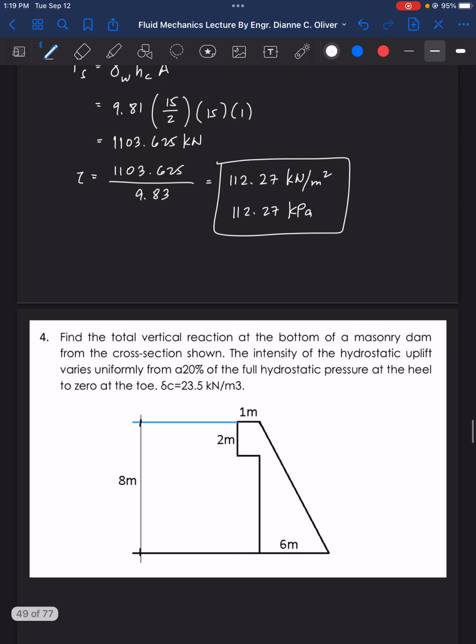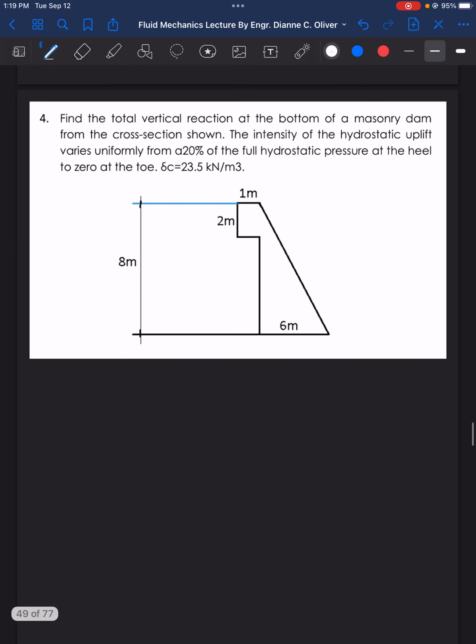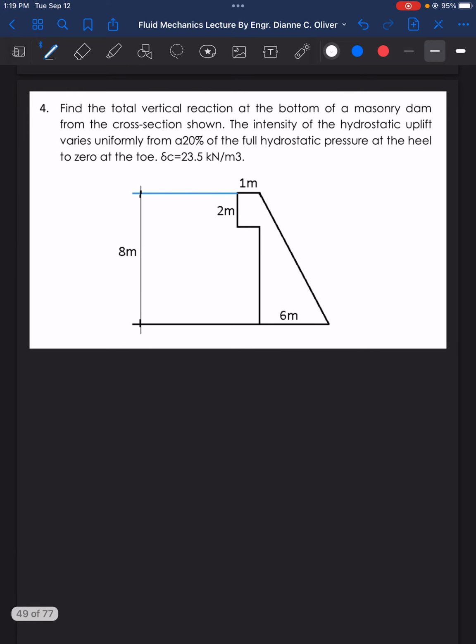Last, let's have number 4. Find the total vertical reaction at the bottom of a masonry dam from the cross-section shown. The intensity of the hydrostatic uplift varies uniformly from 20% of the full hydrostatic pressure at the heel to 0 at the toe. Gamma of concrete is 23.5 kilonewton per cubic meter. So this is the toe, and this is our heel.